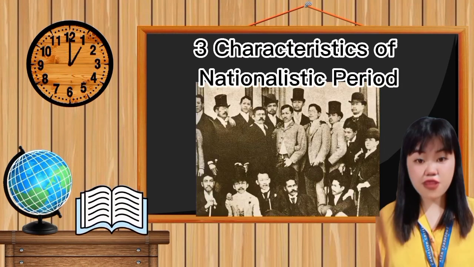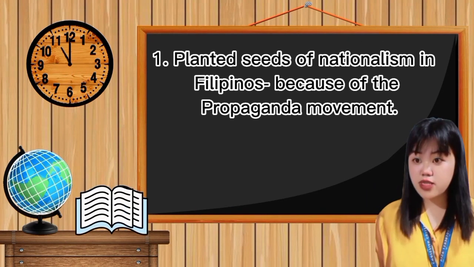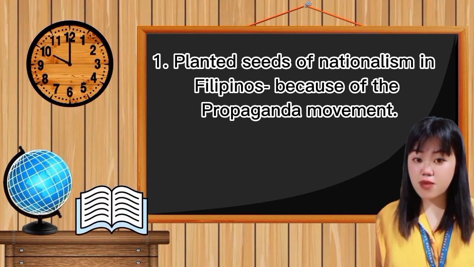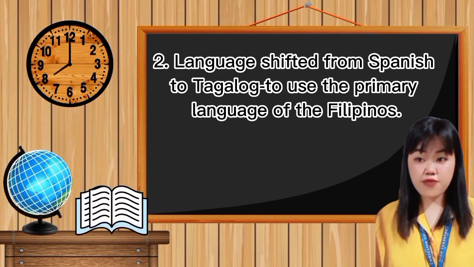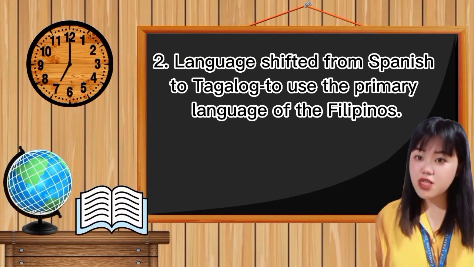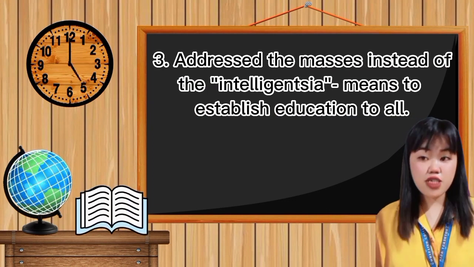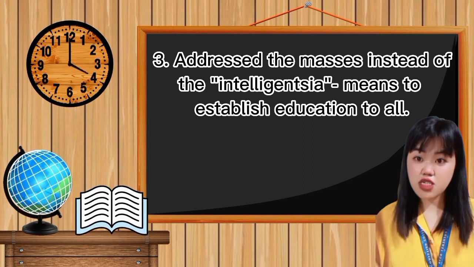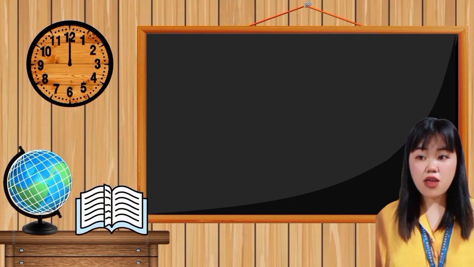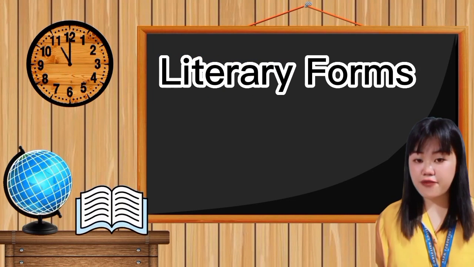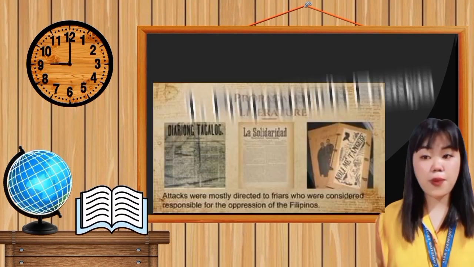So there are three characteristics of the nationalistic period, and these are: number one, planted seeds of nationalism in Filipinos because of the propaganda movement. Number two, language shifted from Spanish to Tagalog as the primary language of the Filipinos. Number three, address the masses instead of the intelligentsia, meaning to establish education for all. So there are also literary forms of the nationalistic period. Number one of these is the propaganda literature.